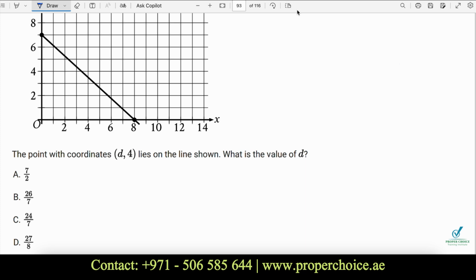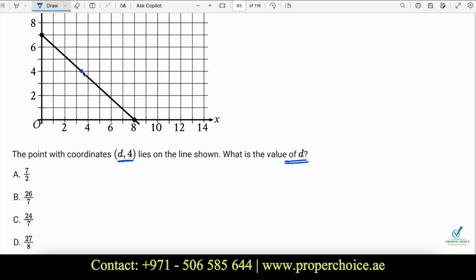The point with coordinates d, 4 lies on the line shown. What is the value of d? So this is representing a straight line. To find out the value of d, by the way, this point is representing the x value as d and y as 4. So where is the value of y as 4?